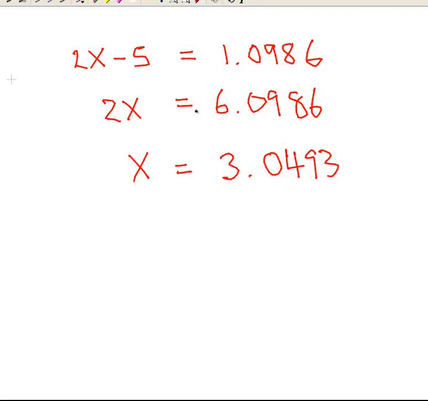What we can do is add 5 to both sides. So we have 2x equals 6.0986, and then divide both sides by 2. So the ultimate answer there is x equals 3.0493. That's just given to 4 decimal places. Okay, so that's the answer to the first one.